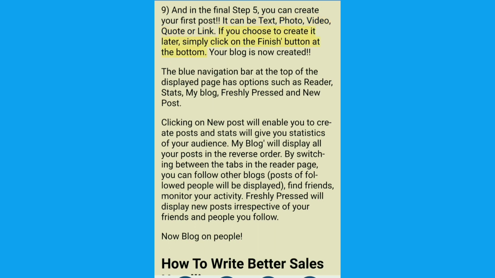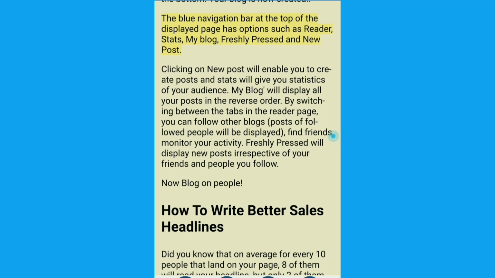The blue navigation bar at the top of the displayed page has options such as Reader, Stats, My Blog, Freshly Pressed, and New Post. Clicking on New Post will enable you to create posts, and Stats will give you statistics of your audience. My Blog will display all your posts in reverse order. By switching between the tabs in the Reader page, you can follow other blogs, see posts of followed people, find friends, and monitor your activity. Freshly Pressed will display new posts irrespective of your friends and people you follow.